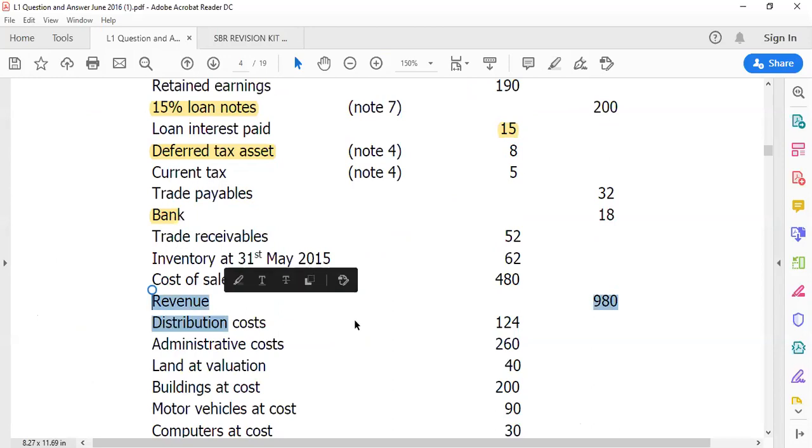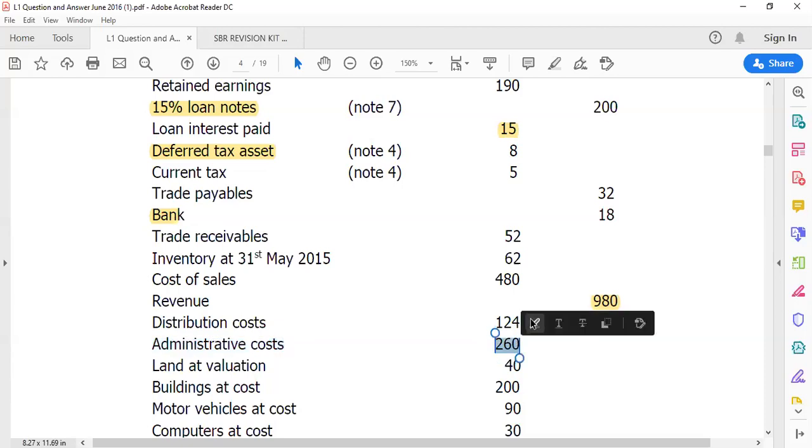See that figure? This figure has got no note, the 980. So we pick that one. What other figure are we picking which has got no note? Yes, let's pick our admin expenses. See? There's no note, and here there's no note. So this one, no note. This one, no note. We pick it the way it is. So 1, 2, 3, okay, there we go.